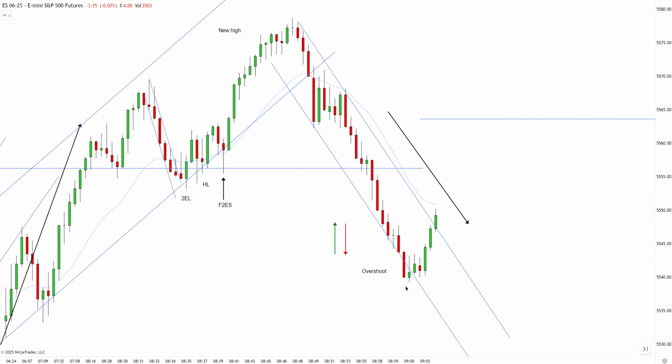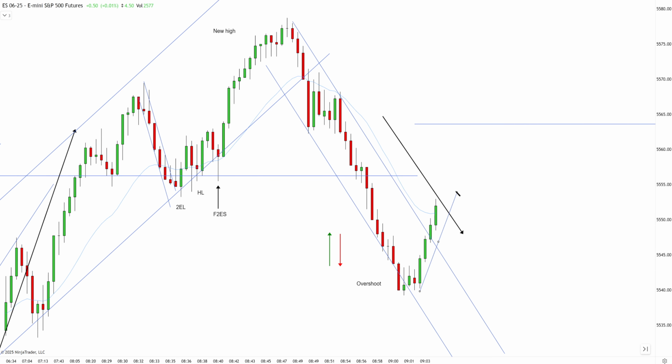Okay, new low, first entry short. I'm going to redraw a brand new channel right here because I cannot draw a channel like this. Channels have to be proportionate. This leg is so much longer than the first one.